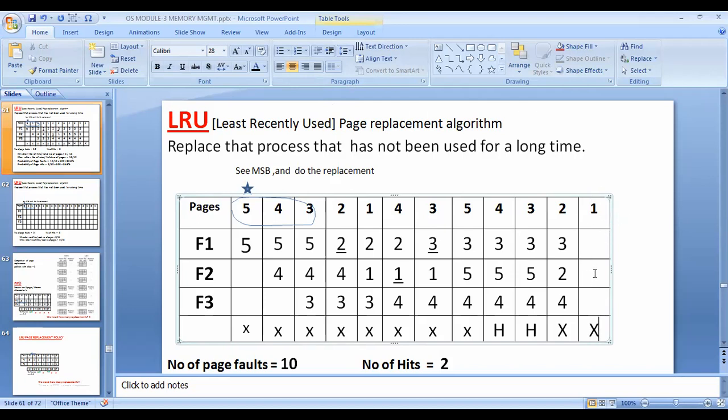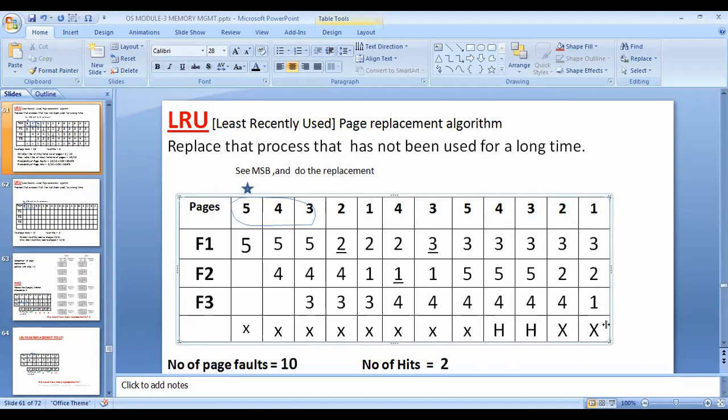So which page has to be replaced? Page number 4. Why? Because page number 2 is here, page number 3 is here, and page number 4 is here. Among these 3 pages, which page is at the LHS MSB end? Page number 4 it is. Hence, I'll be replacing this 4 with page number 1, and page number 3 and page number 2 are retained as they are.